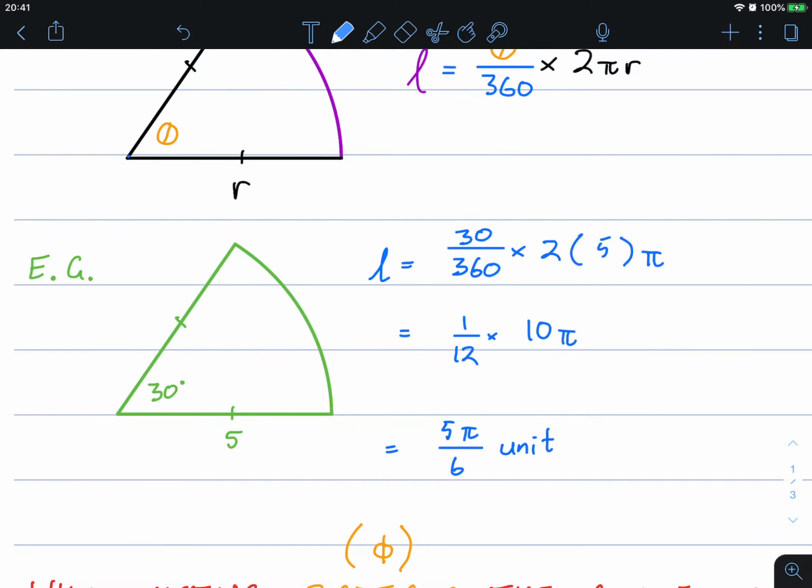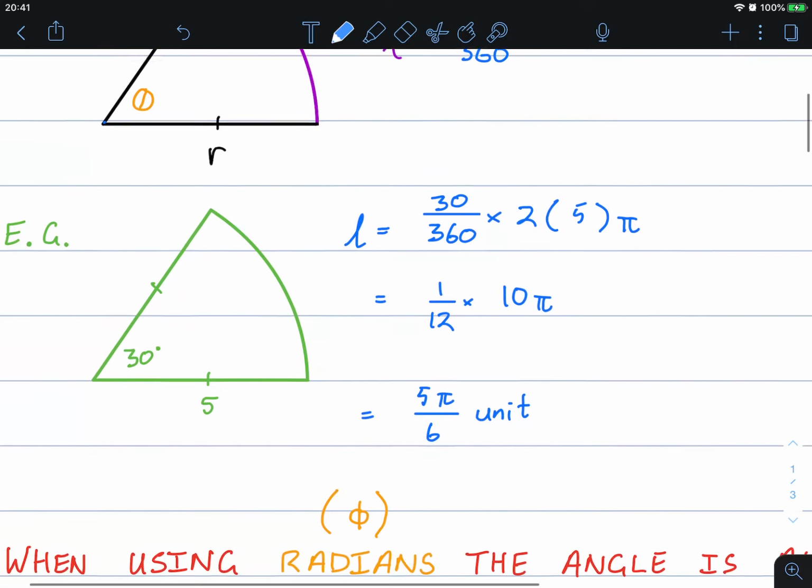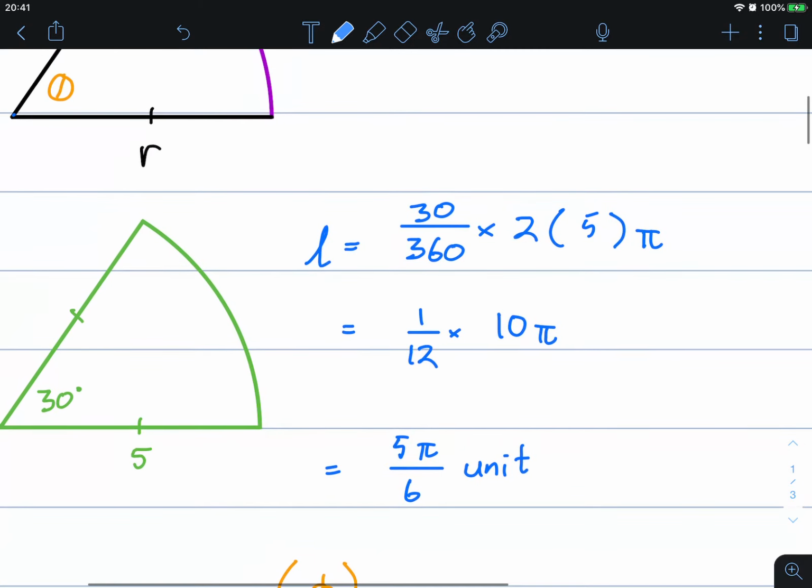That's years 9 and 10. And here's a quick example of this. If we have a 30-degree angle subtended, so 30 on 360, that will simplify to 1/12. 2 times 5 is 10 pi. And if we just keep this in exact form, 10 on 12 becomes 5 pi on 6 because of the pi there.